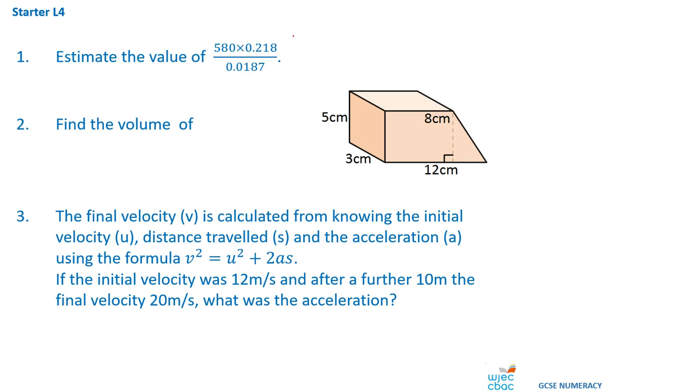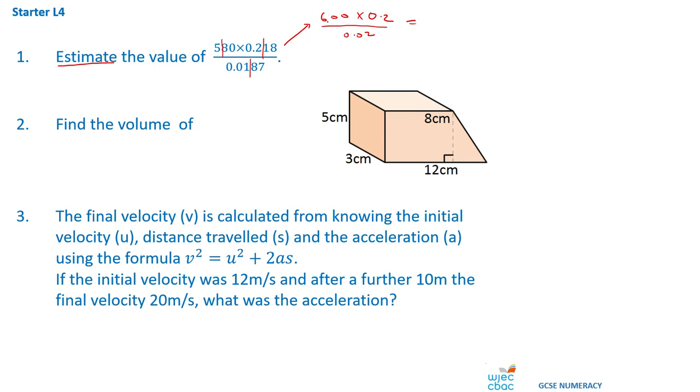Right, so this question here, first things first, keyword, estimate. So estimate means we're going to round to one significant figure. 580 to one significant figure. If you look here, the 8 affects the 5, so that becomes 600. Times 0.218. The 1 does not affect the 2, so that stays as 0.2. Divided by one significant figure. 8 does affect the 1, so that becomes 0.02.